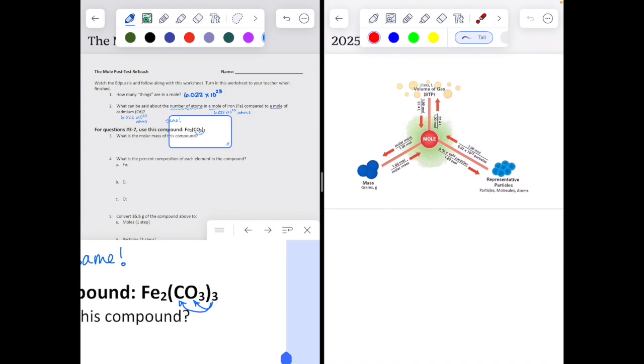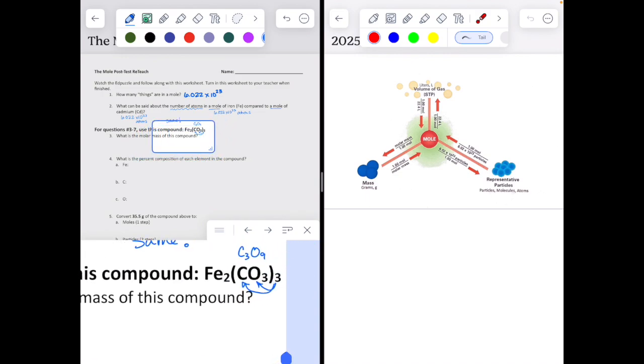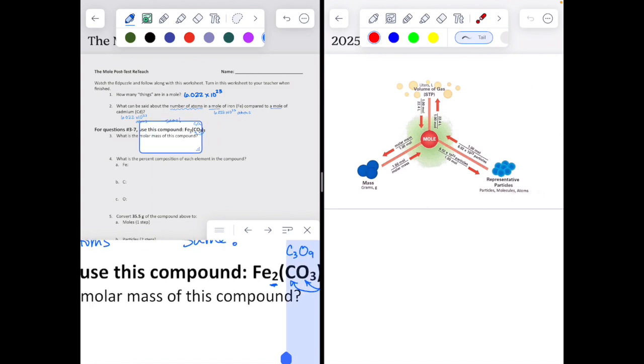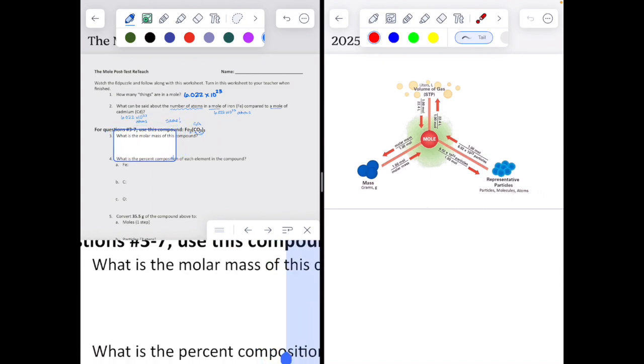So that means that I have a total of 3 carbons. And I have 3 times 3 is 9. So I'm going to have 9 oxygens. When I add up my molar mass, which is what the next question asks us to do, I need to pay attention that I need to add up 3 carbons and 9 oxygens total. And don't forget that I also have 2 irons. So the molar mass of this compound.